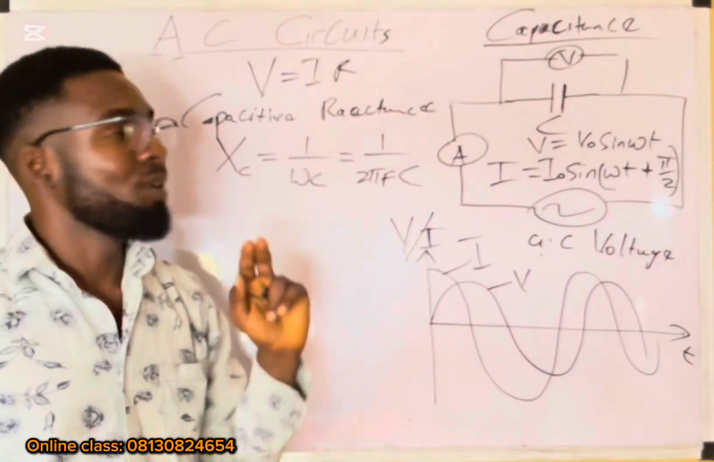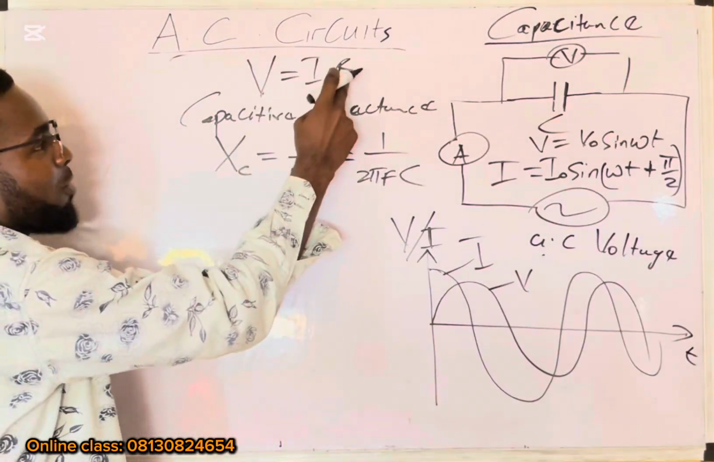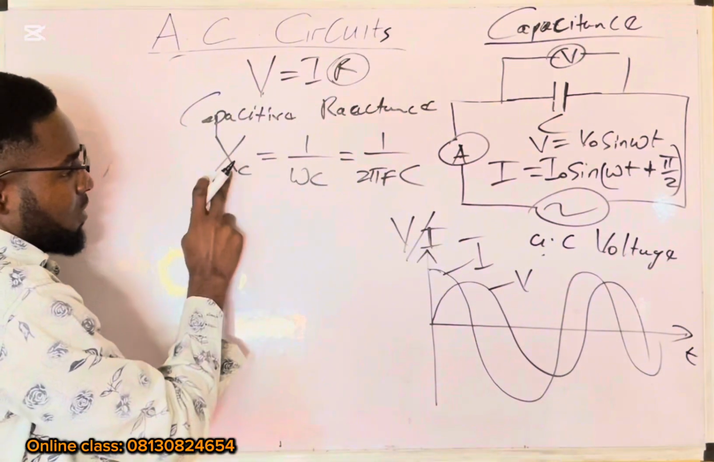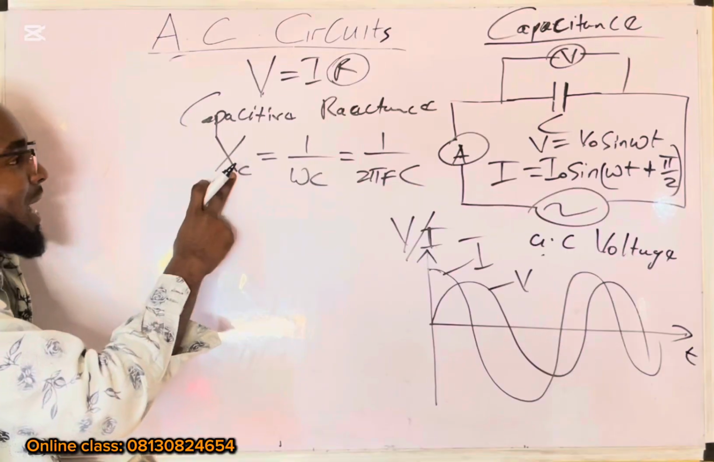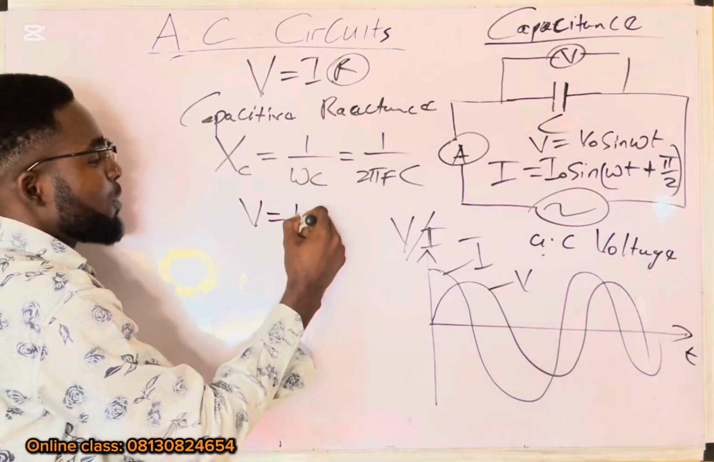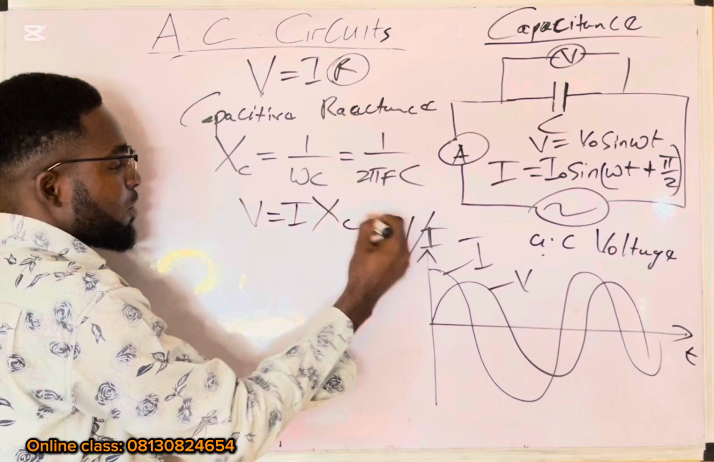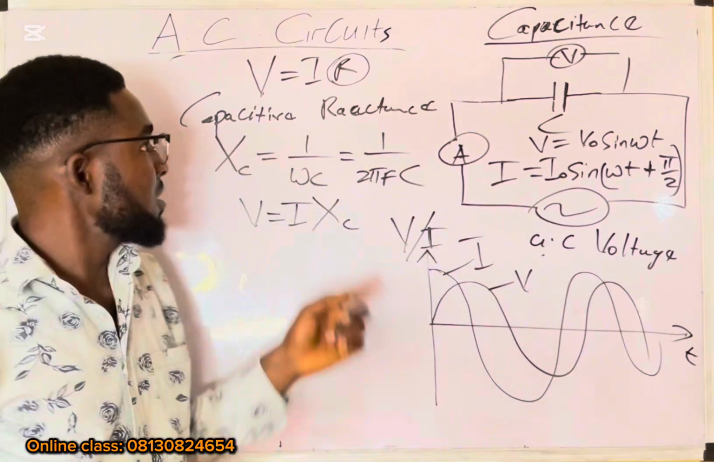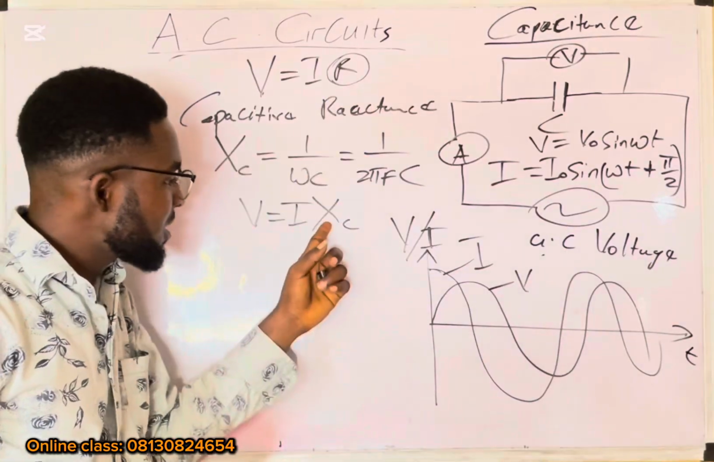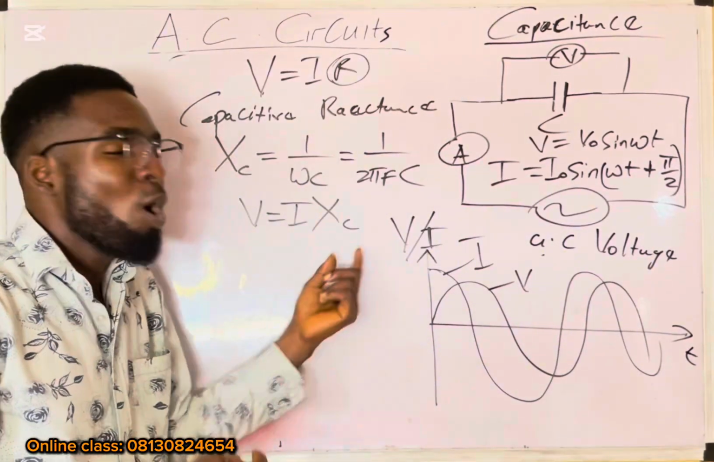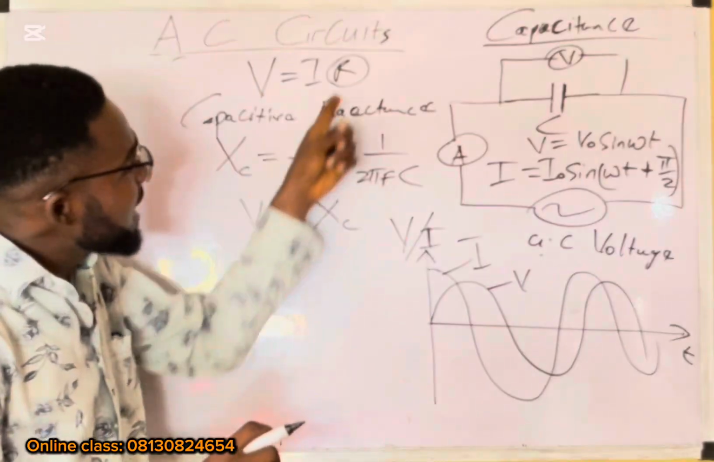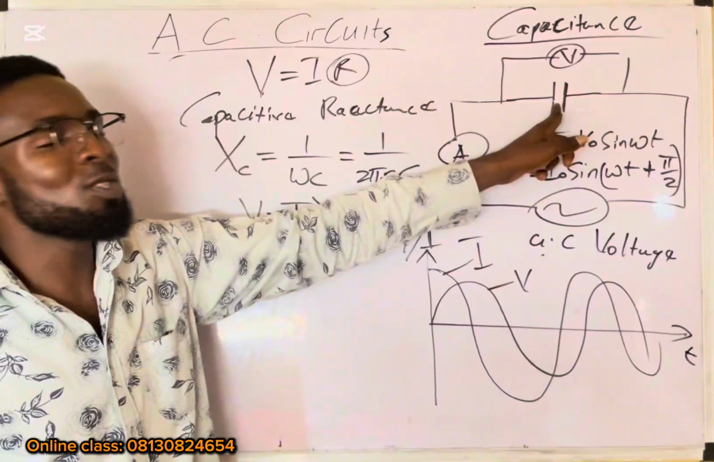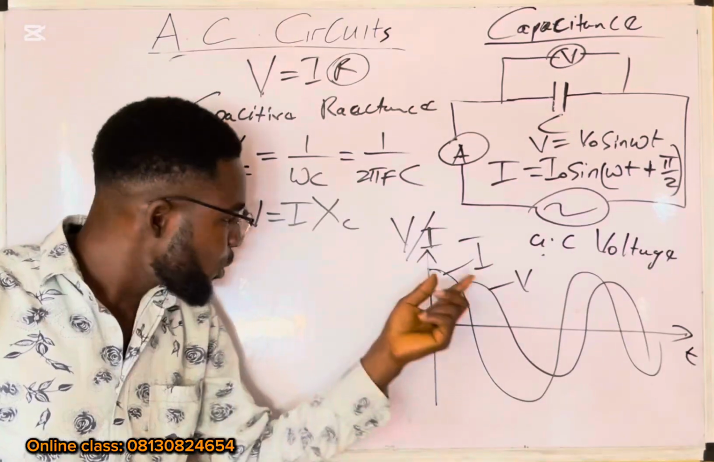So from Ohm's law, we are going to remove the resistance and impose the capacitive reactance. Therefore V is equal to I X subscript C. Of course, resistance is measured in ohms, and in this case this is also measured in ohms. This is also opposition to the flow of current. It takes the same definition as resistance, just that in this case, this is not a resistor. This is a capacitor.